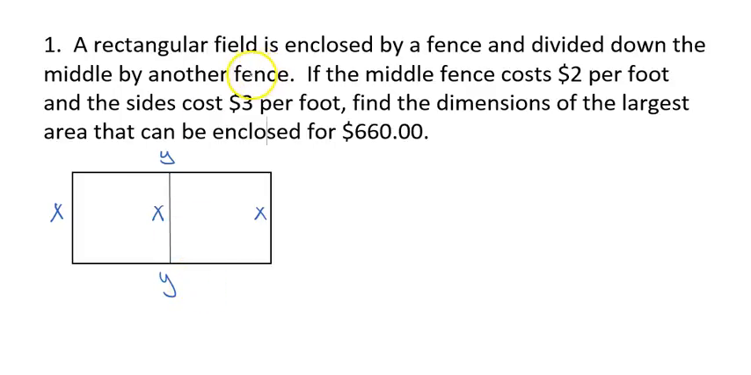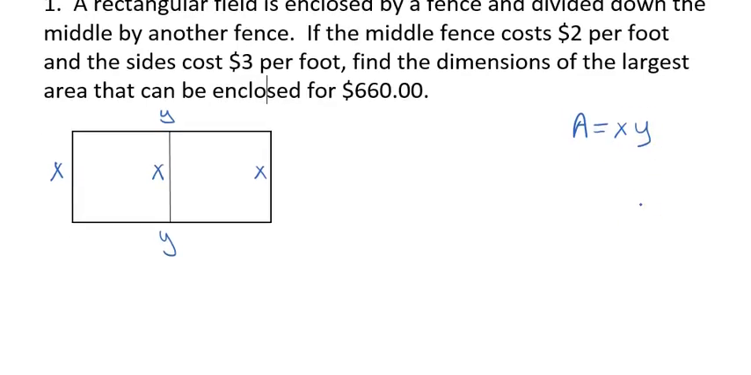Again, keep in mind that we are trying to maximize area. So I'm going to be doing something with the area of this shape and eventually taking the derivative of it and setting it equal to 0. The $660 is what limits us, and so let's think about what the cost of this would be. If I have $660, that needs to equal 2 of my y's and 3 of my x's.